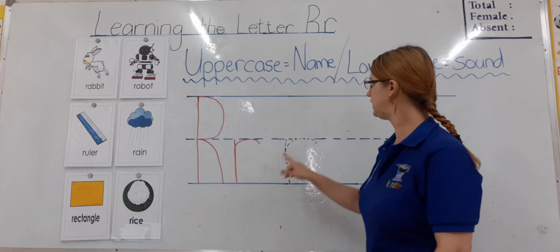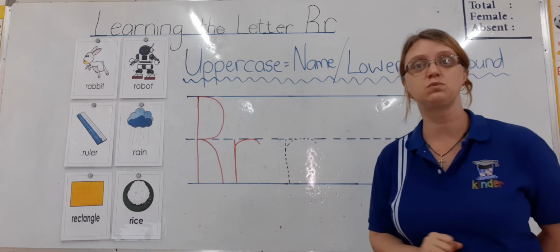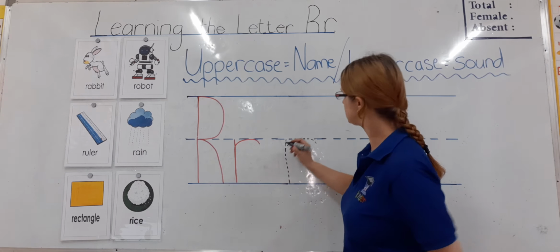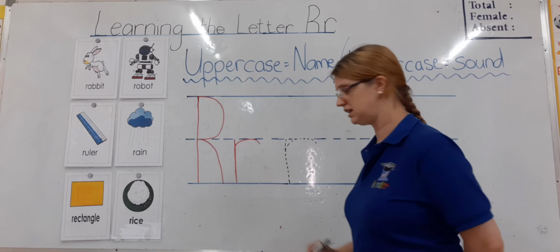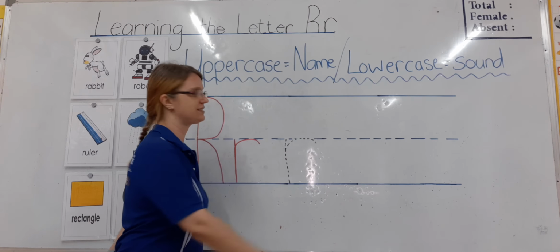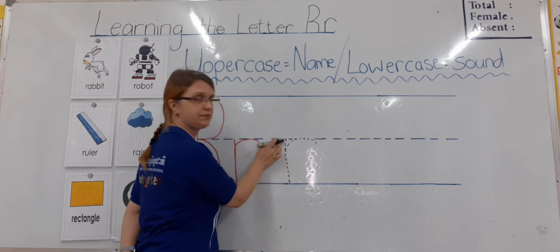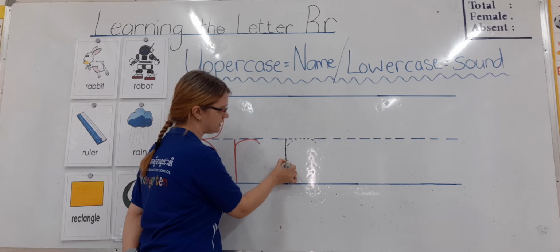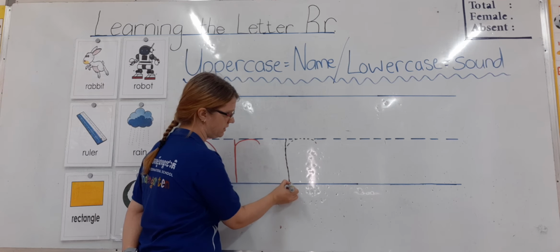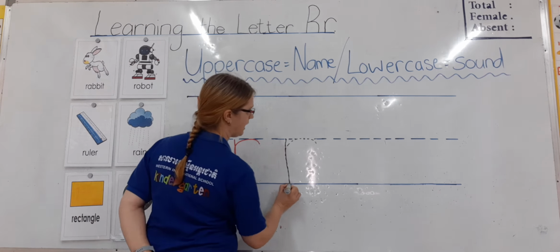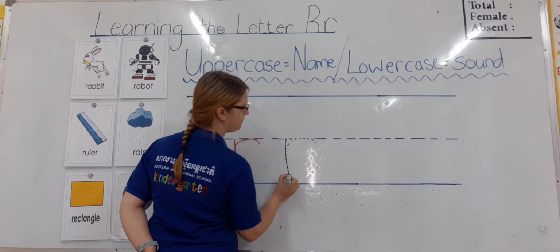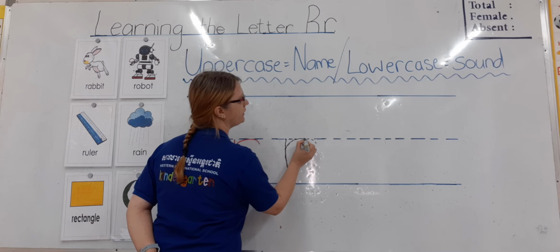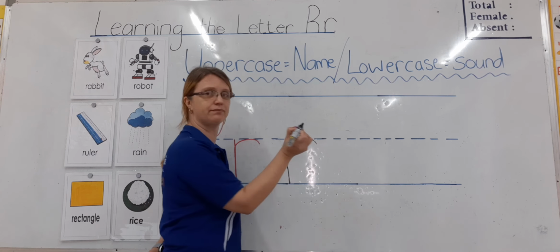Okay, so here we have a dotted one so I can trace and show you. All right, you ready? Let's do this slowly together. I'm going to start over there, can you see? From the middle line. And I'm going to go down, down, down, trace nice and slowly, to the bottom, and then stop. And then I'm going to go back up, up, up, and around, and around, and stop.